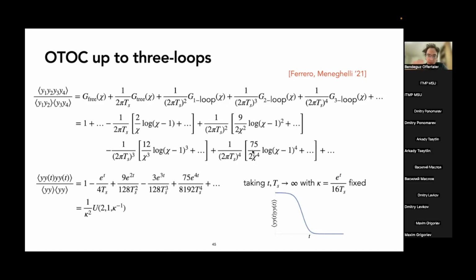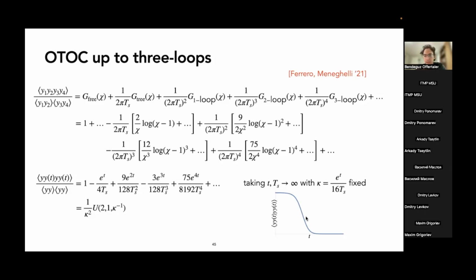And if we do the analytic continuation, taking the time t and the string tension to be infinity with this ratio held fixed, then we get the first few terms in a series expansion, which we identify as the series expansion of the confluent hypergeometric function, which is just a particular special function.